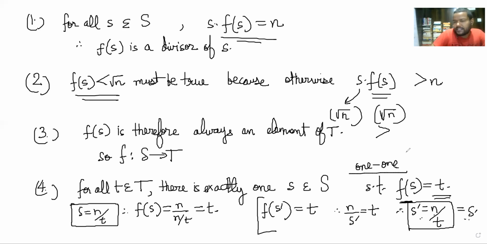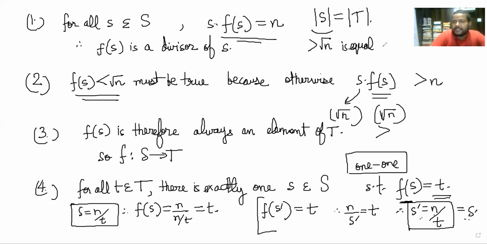If you're not convinced, look at the diagram that we drew in the previous figure, and there it is clear that it is 1, 1, right? You can confirm it with different numbers as well. So if it is a bijection, by the bijective principle, we have mod s is equal to mod t. Therefore, we know that the number of divisors which are greater than root n is equal to the number of divisors that are less than root n.